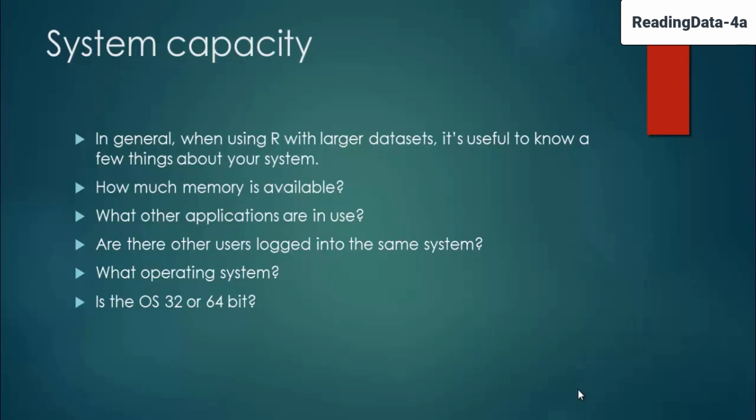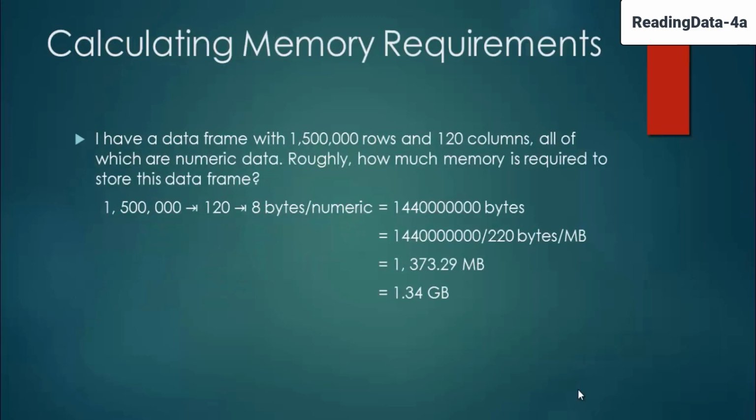You can just use the task manager and you can see the processes in it, and who are the other users logged into the system, and what operating system your system uses, and is the OS 32 or 64-bit. Currently it's a 64-bit OS, that's why we are working with the 64-bit version of the R program. Now, how to compute that? There is a very small calculation regarding this memory requirement.